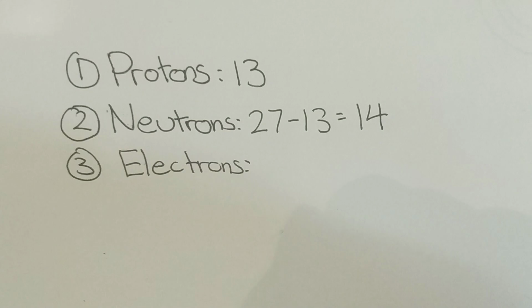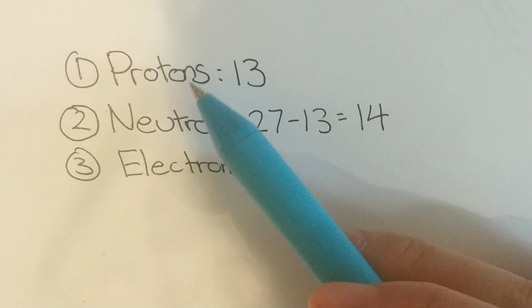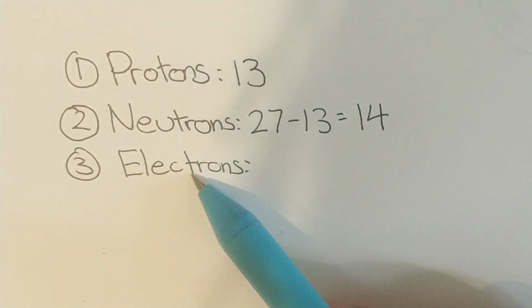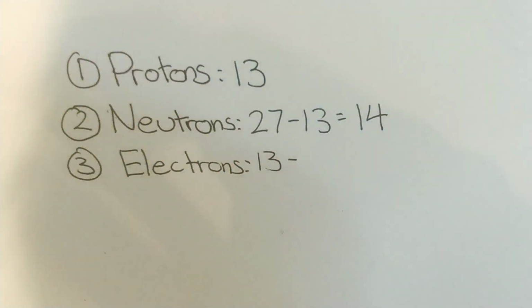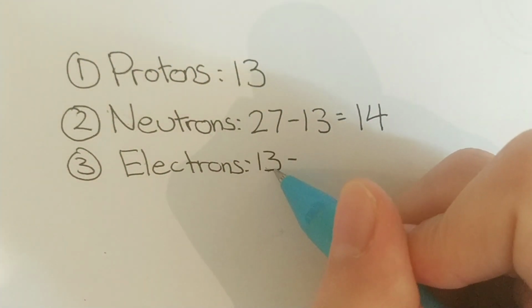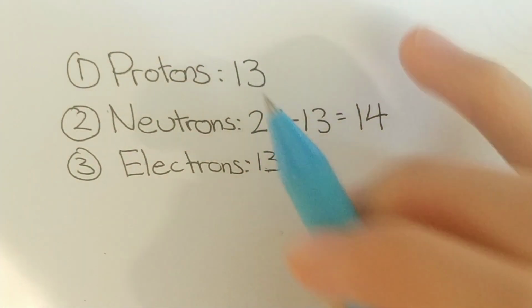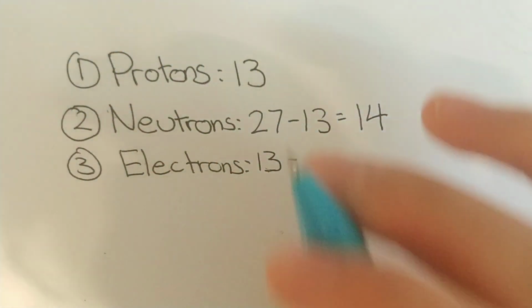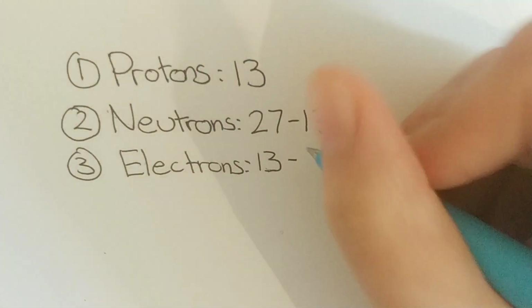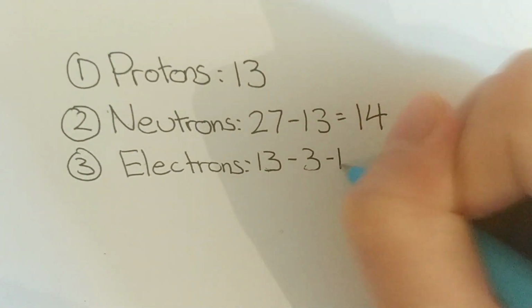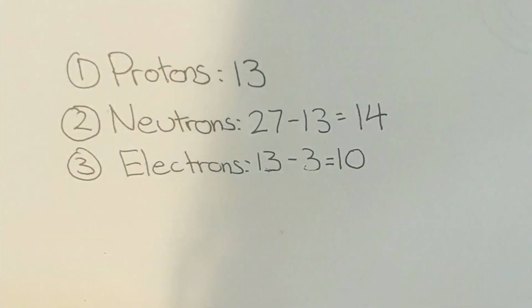The number of electrons: since it is a cation with a positive 3 charge, the number of protons should be greater than the number of electrons. So 13, and it has a positive 3 charge, so it should have 3 more protons than electrons, so 13 minus 3 equals 10 electrons.